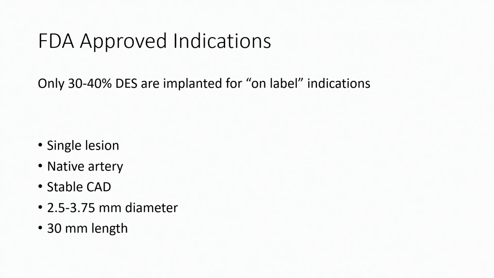So just keep in mind that only less than half the patients have stents placed for on-label indications, which includes one lesion, native vessel, stable coronary disease, certain diameter of the vessel, and a certain length.